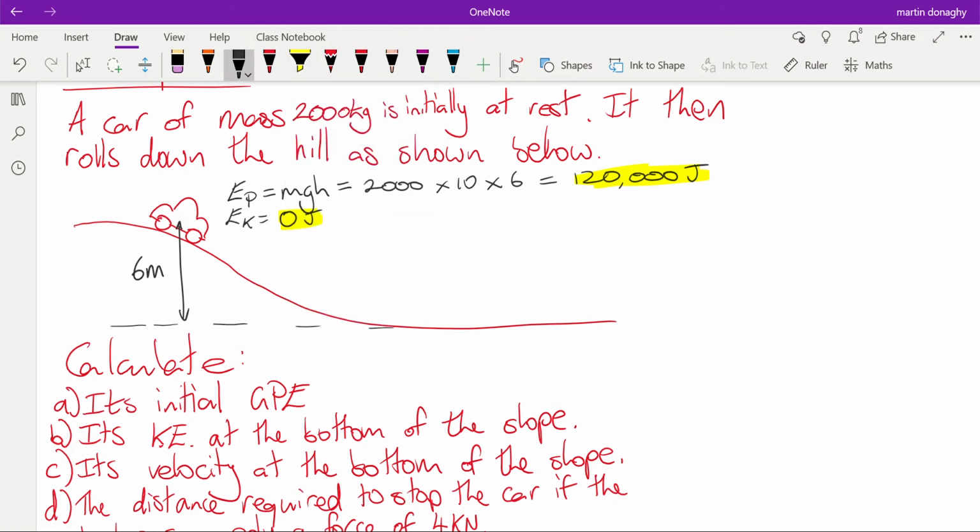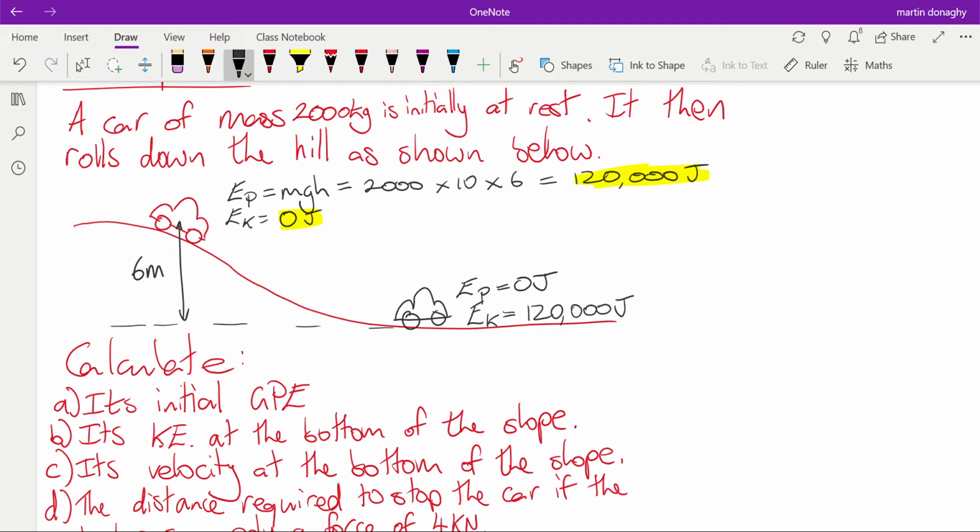Okay. It then says calculate its kinetic energy at the bottom of the slope. Well, by the time the car gets down here, its potential energy is 0, because its height's 0. What we know, however, is that the total energy has to stay the same. So all the potential energy, all 120,000 joules of it, must have gone somewhere, and it's being converted. As long as there's no friction converting some of it into heat, it'll all get converted into kinetic energy.